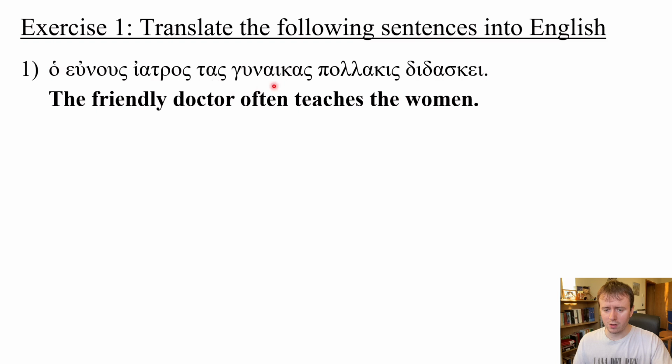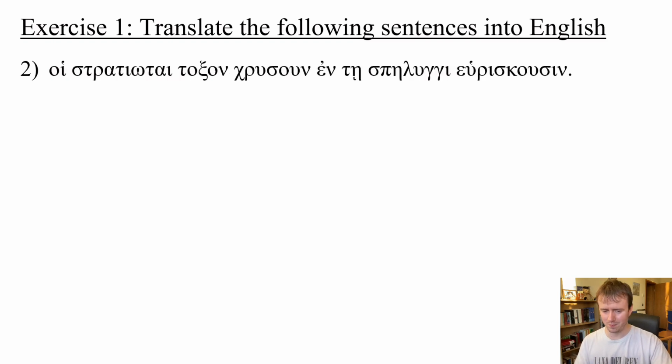Tas gunaikas is the women in the accusative plural. So they're the direct object. The friendly doctor teaches the women pollakis. Pollakis is an adverb meaning often. So the friendly doctor often teaches the women. Or you could say teaches the women often. You can often put the adverb in several different places in English and it still has the same meaning.